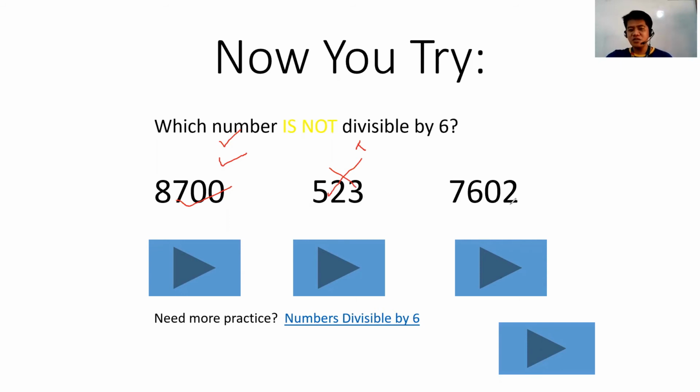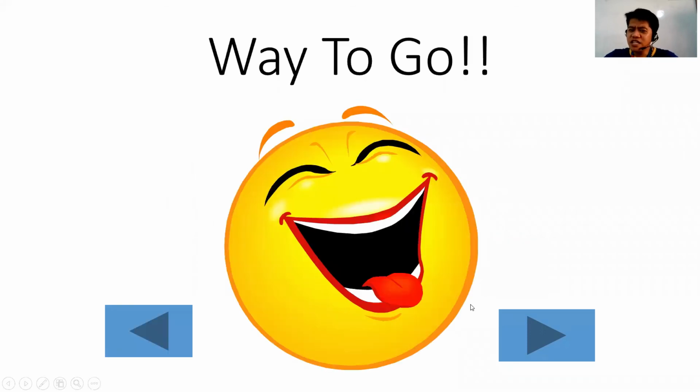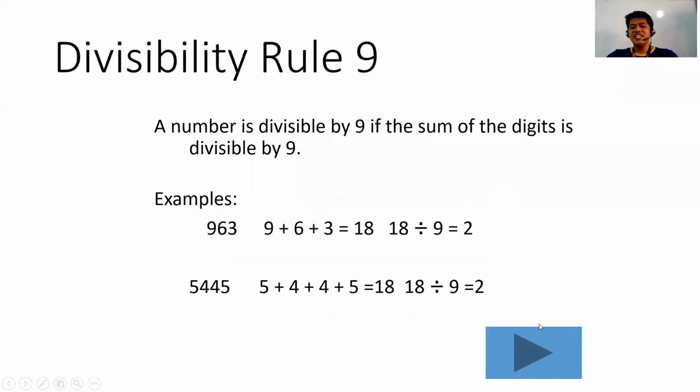Let's proceed to 7,602. The last digit is 2, so therefore it is divisible by 2. And the sum of the digits, let's check. 7 plus 6 is equal to 13, plus 2 is equal to 15. And 15 is divisible by 3. So therefore, 7,602 is divisible by 6. Tingnan natin kung tama ba ang pagka-analyze natin. 523. Very good! Tama ang pagka-analyze natin.